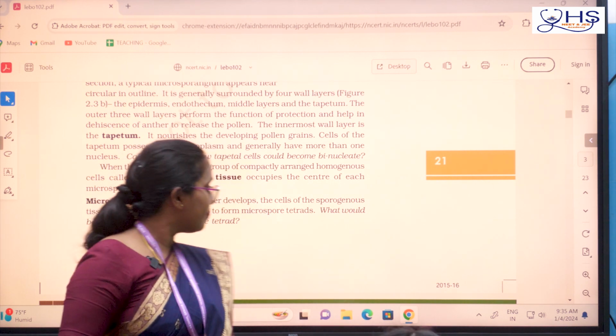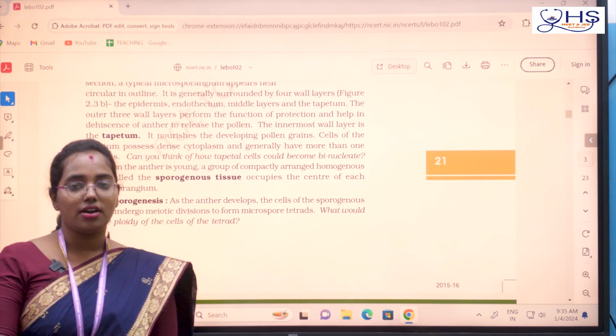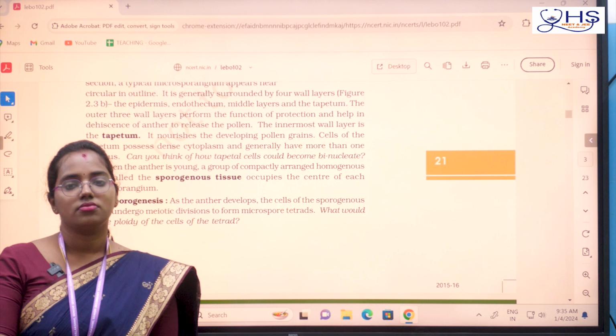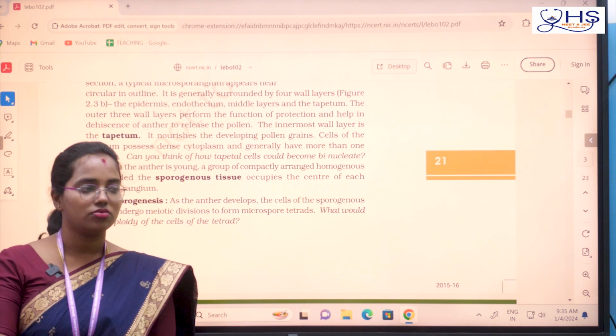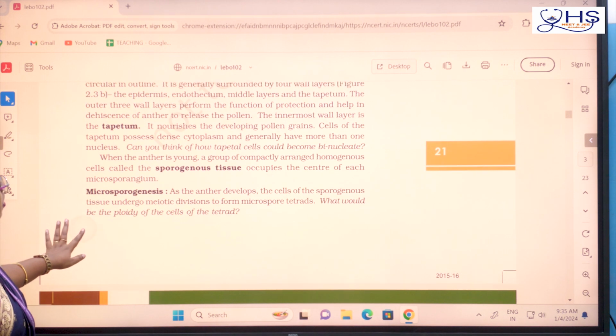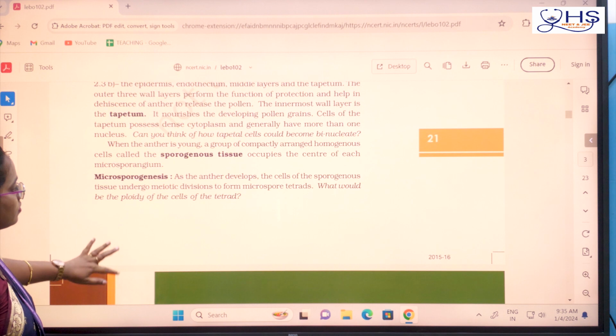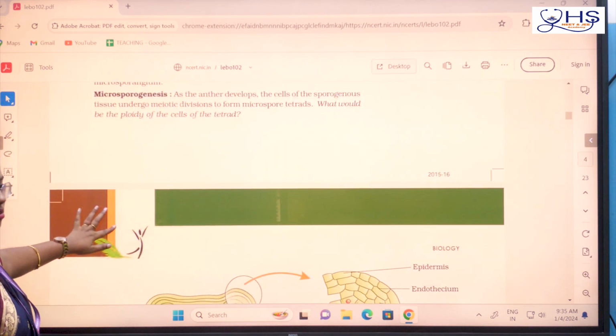Understood? Okay. Do you have any doubt? So far any doubt? Yes, male. No doubt in that. Micro, male. Okay. All pollen grains are the same size. Yes.